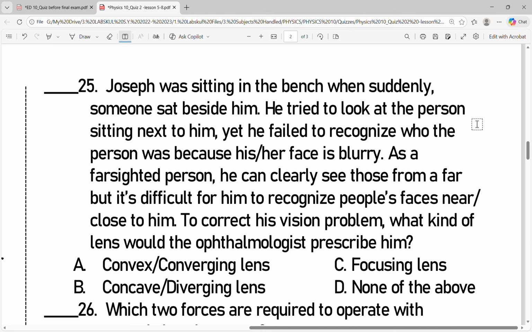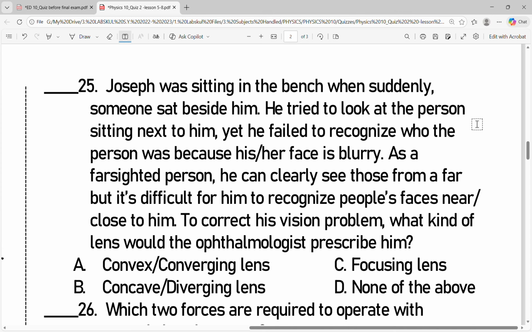Si Joseph naman niya was sitting on a bench when suddenly someone sat beside him. He tried to look at the person sitting next to him, yet he failed to recognize who the person was because his face or her face is blurry. As a far-sighted person, he can clearly see those from afar, but it's difficult for him to recognize people's faces near or close to him. To correct his vision problem, what kind of lens would the ophthalmologist prescribe him?